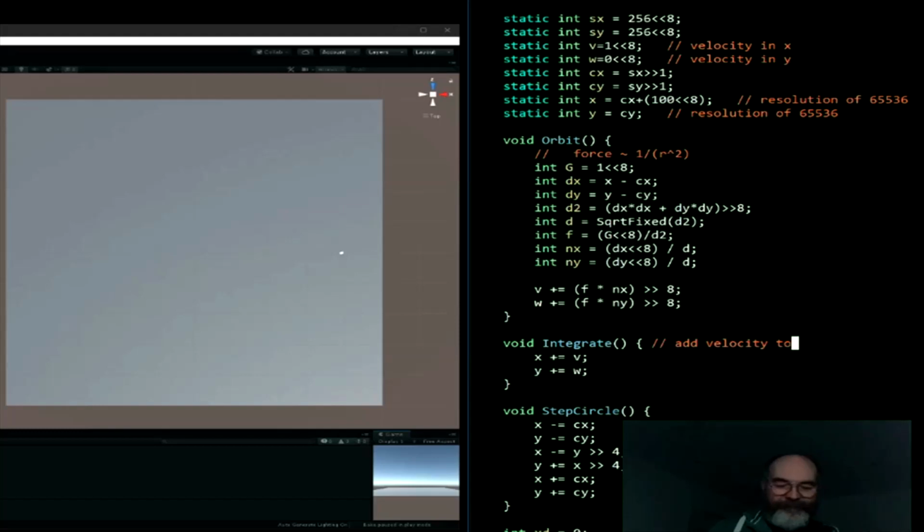Anyway, so what I want to do is the integration. So the integration here is adding the velocity to position. Again, with the caveat that the time unit is 1. Bullshit. Yes, you have a point.